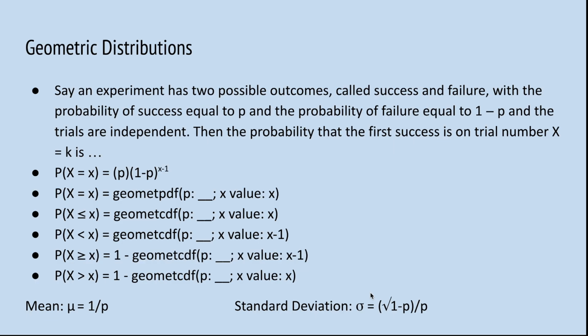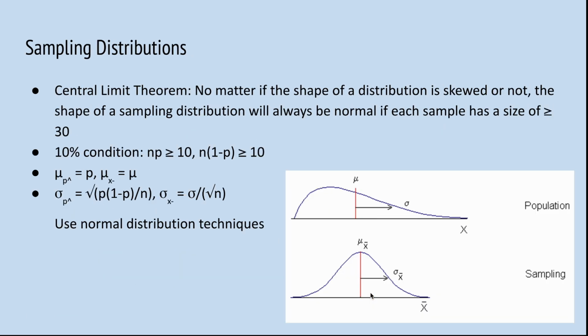The standard deviation is the square root of 1 minus p, divided by p. So in this situation, it would be the square root of 1 minus 0.2, divided by 0.2. And so we get 4.47, meaning it's going to differ by a lot.